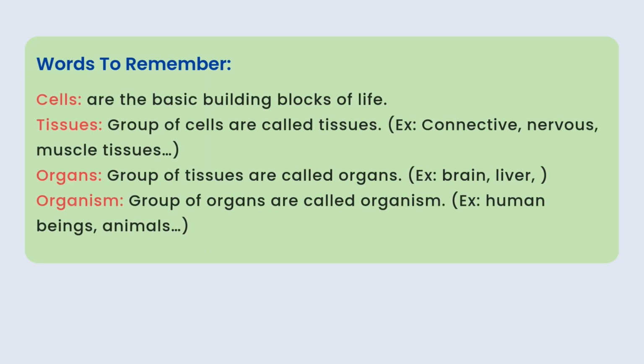Cells. Cells are the basic building blocks of life. Tissues. A group of cells is called a tissue. Example: connective tissue, nervous tissue, and muscle tissue. Organs. A group of tissues is called an organ. Example: brain, liver, and the like. What are organisms? A group of organs forms an organism. Example: human beings, animals, and all living beings. If you see here, cells form tissues, the tissues form organs, and the organs form organisms.